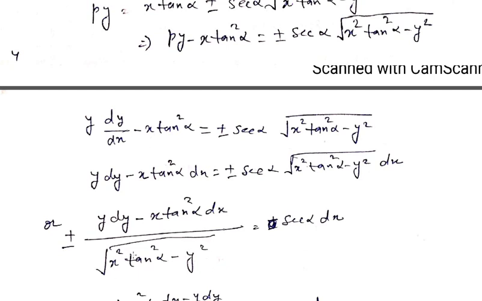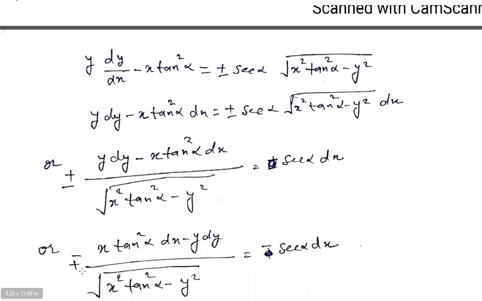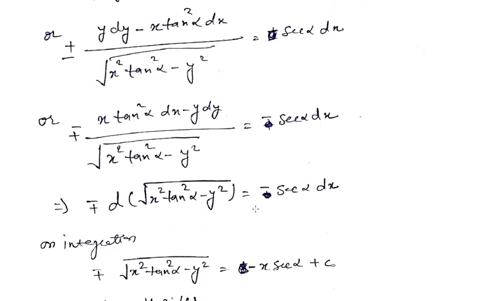When we differentiate x square tan square alpha minus y square, we get 2y dy minus 2x tan square alpha, which is in the numerator. So this term x tan square alpha, taking minus outside, it becomes (x tan square alpha dx minus y dy) upon square root of x square tan square alpha minus y square. It can be written as the derivative of square root of x square tan square alpha minus y square. This whole term, x tan square alpha dx minus y dy upon under root x square tan square alpha minus y square, can be written as the derivative of under root of x square tan square alpha minus y square. Now we will integrate it both sides.